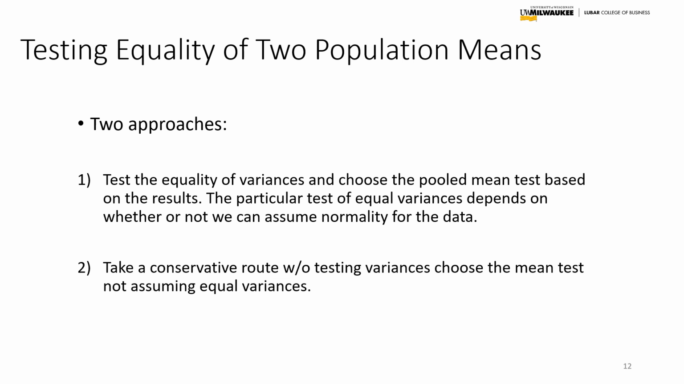There are various tests. Another approach is not testing the equal variances, and just go straight into a mean test that doesn't assume equal variances. You might ask, well, why not do that? Well, it turns out that if we conclude that the variances seem to be equal, then we get a more powerful test. The pooled mean test is more powerful. So there's a trade-off that we're playing with.